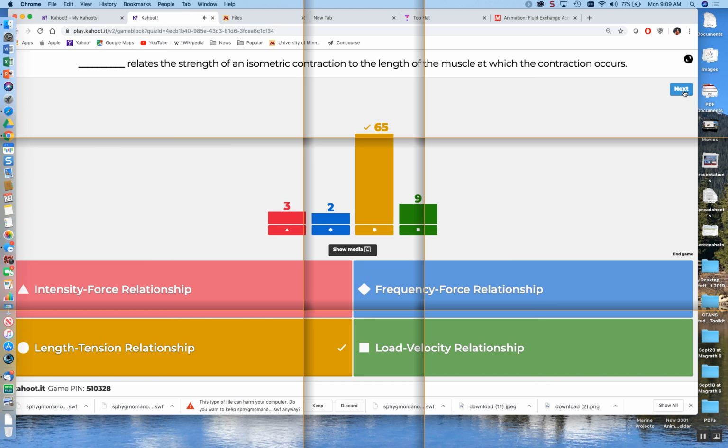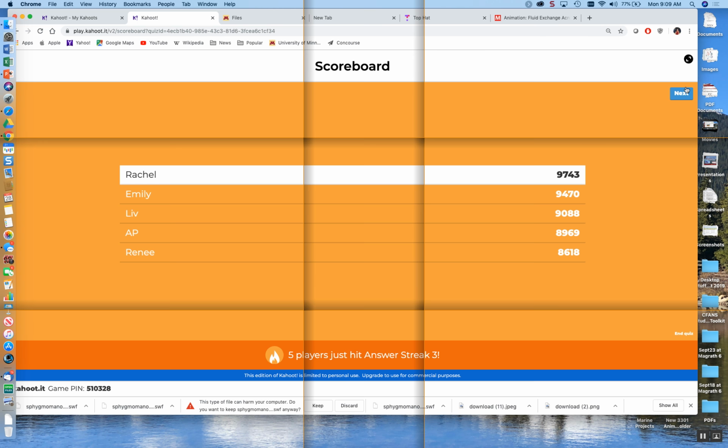Okay, good job. Most of you got that right. It of course is the length-tension relationship. This is also called preload. Anything that sets the length of the muscle prior to stimulation is preload. All right. Rachel, Emily, and Liv, top three.